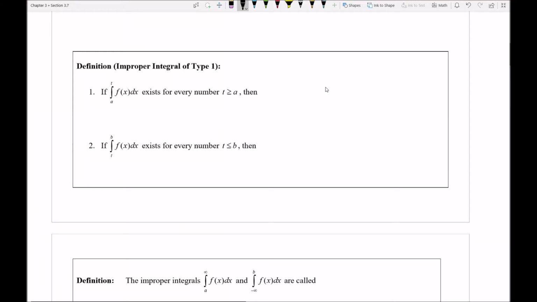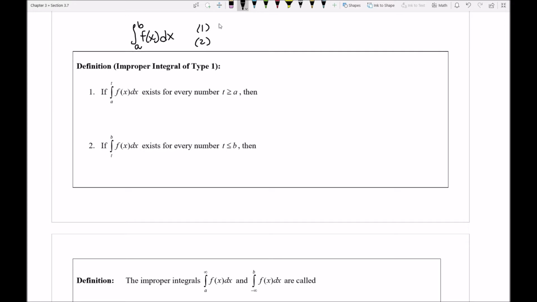So now let's take a look at some definitions. We're going to actually define two different types of improper integrals, and they'll be related to the integrals that we know and love from Calc 1. Remember that in Calc 1, we technically had to have two conditions in play in order to be able to integrate a function like this.